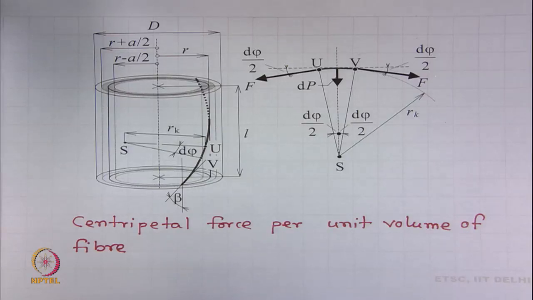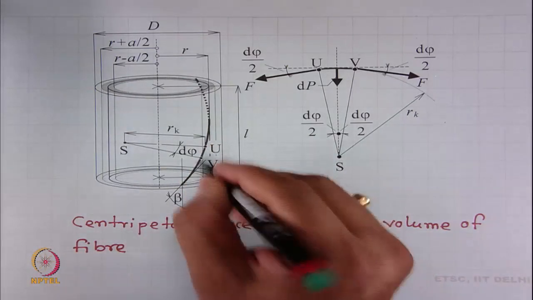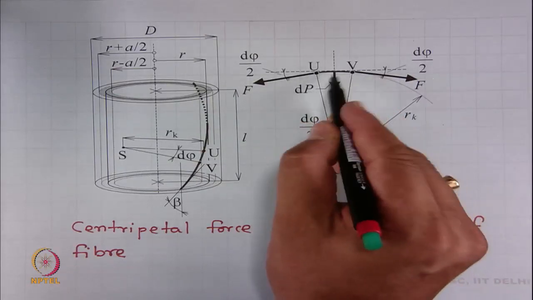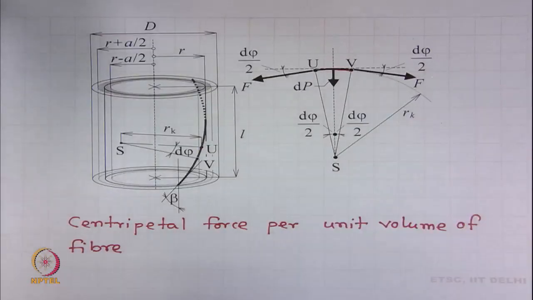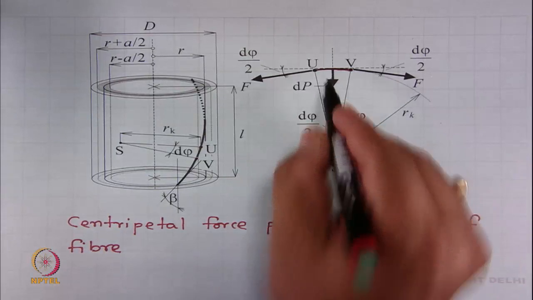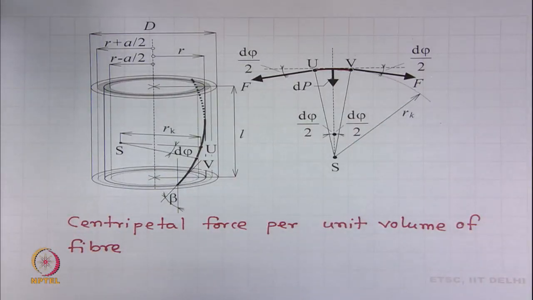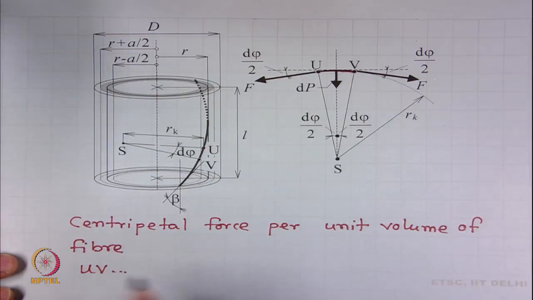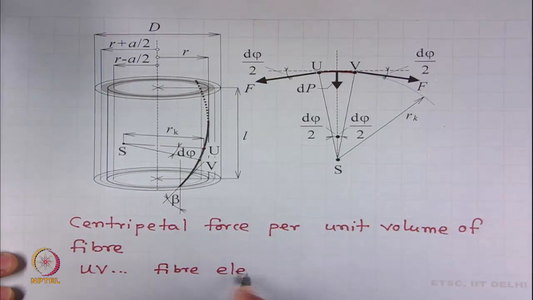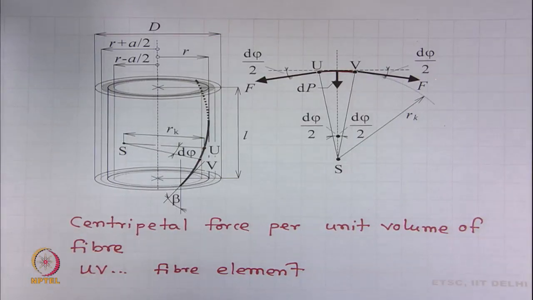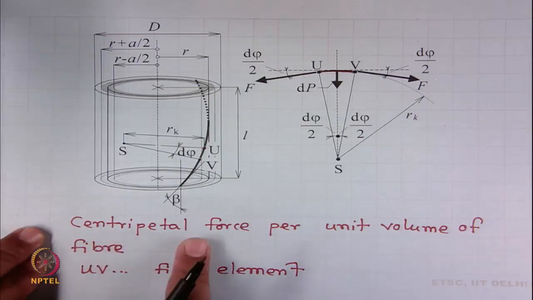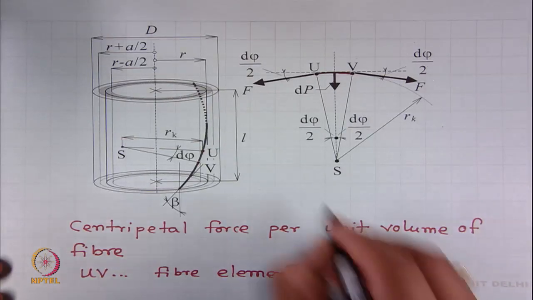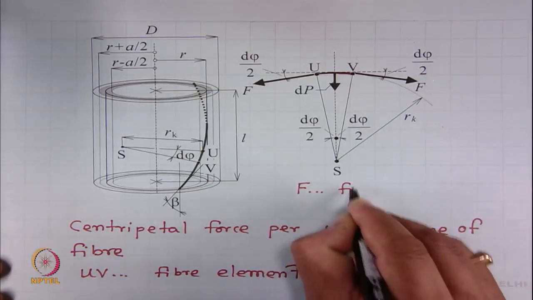So, what do you do? For that, we take one small element of fiber u v. This is u, this point is v. The same element is shown here, u and v. So, there is one force which is acting along the fiber, that force is F. u v is basically a small fiber element. We would like to derive an expression for centripetal force per unit volume of this u v. And what is F? F is fiber axial force.